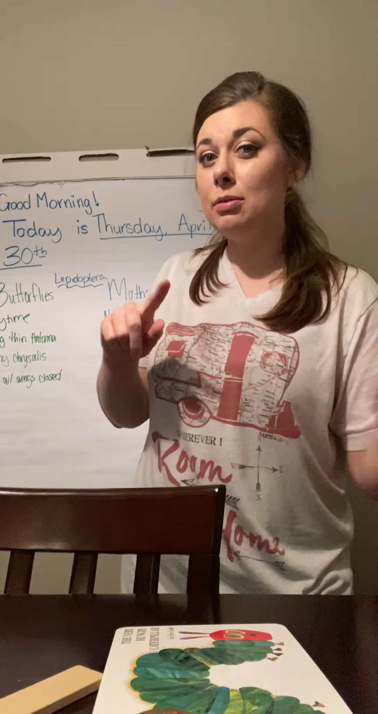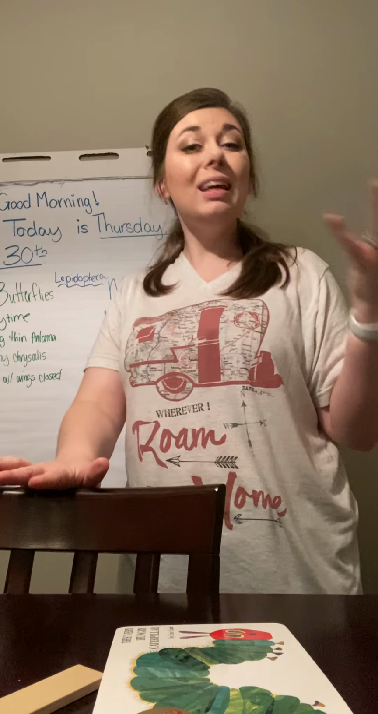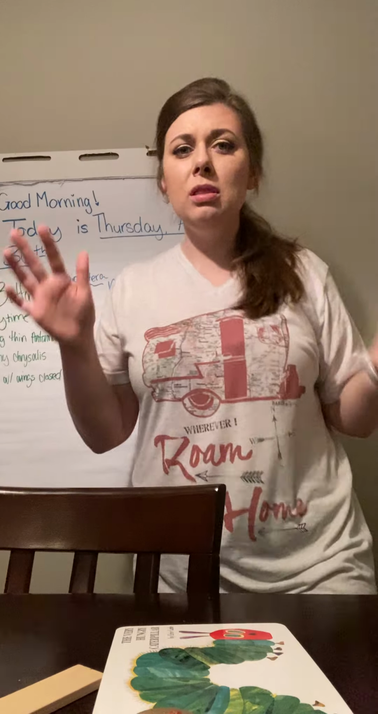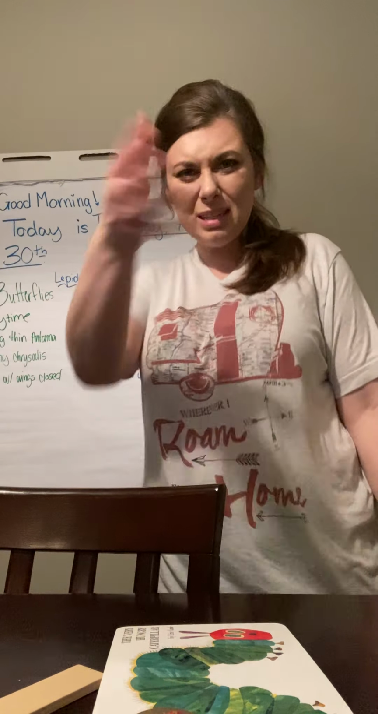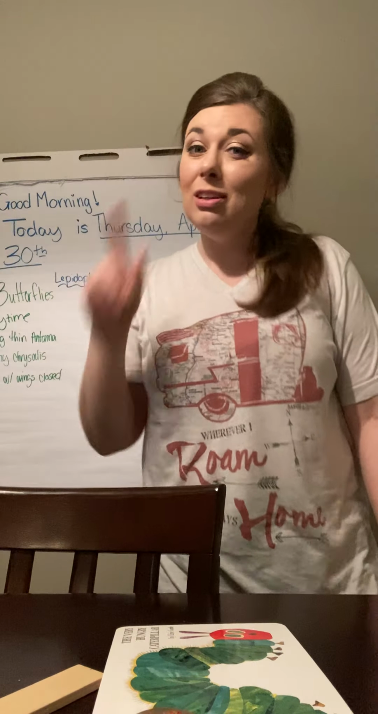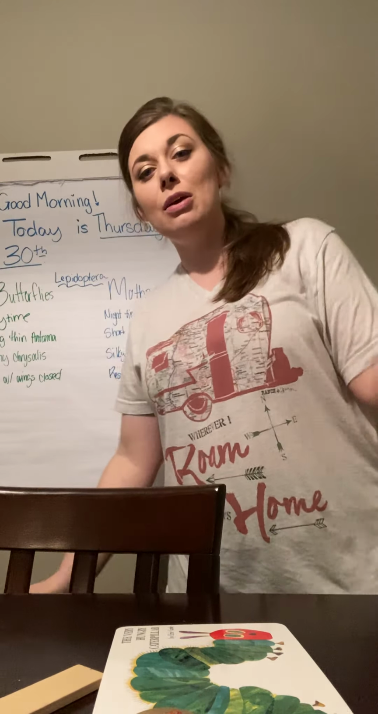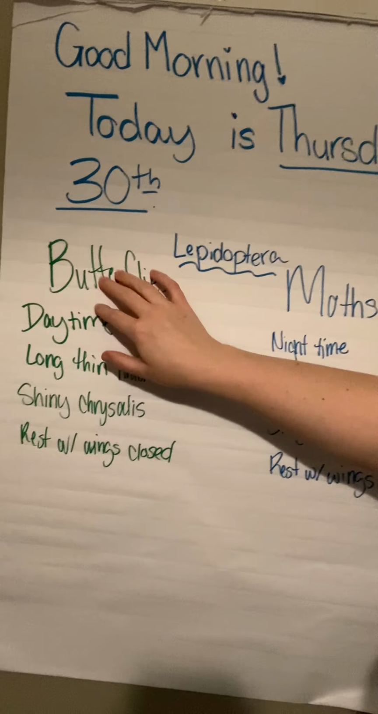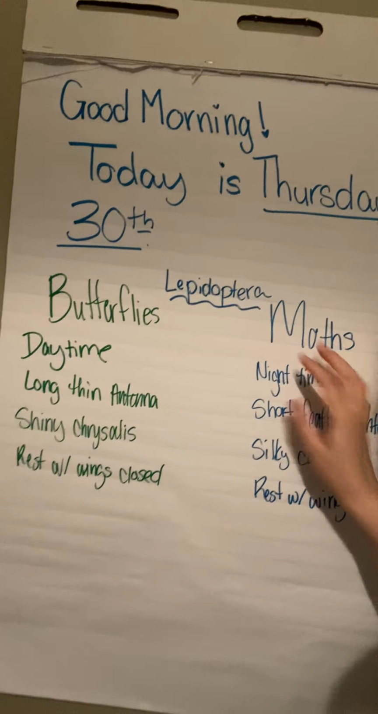So like I promised, we are going to talk about butterflies versus moths because they do look a lot alike. Okay, what is one thing we already kind of notice about moths? They always come towards the light. And usually when there's a light to come towards, it's at night. So that's the first thing we're going to look at. Okay, butterflies, they're during the daytime. Moths are during the nighttime.